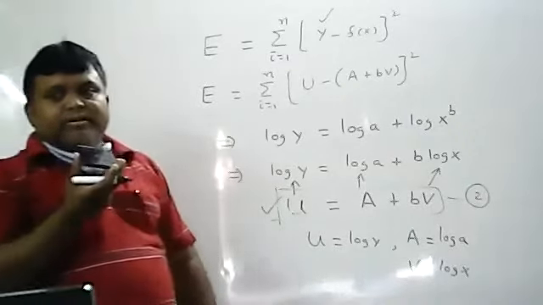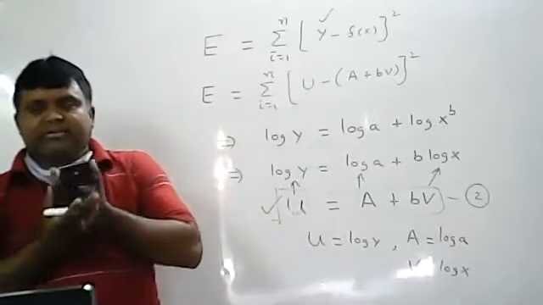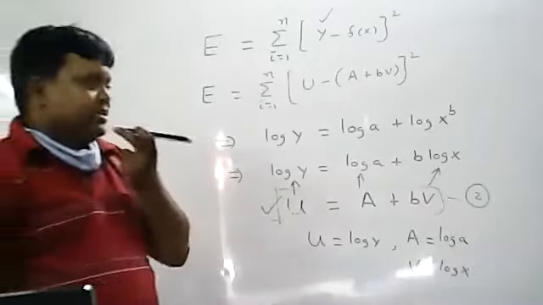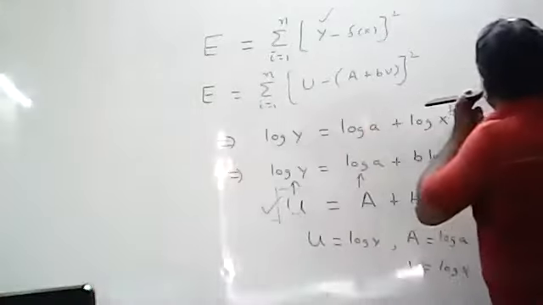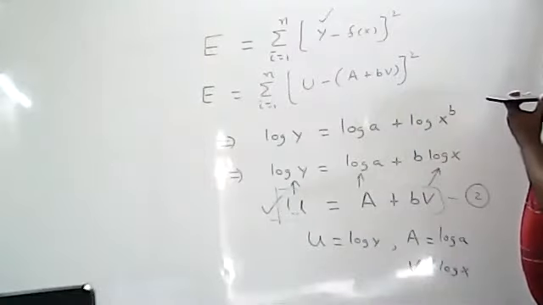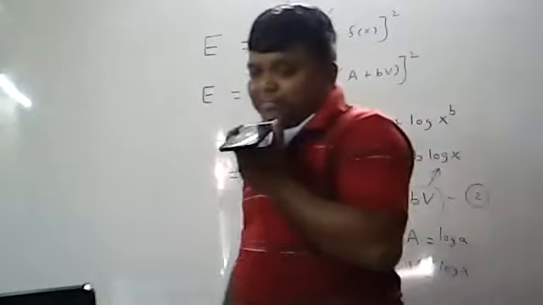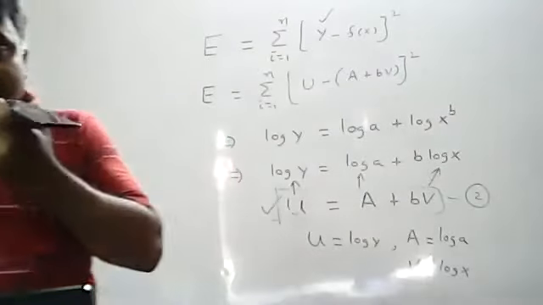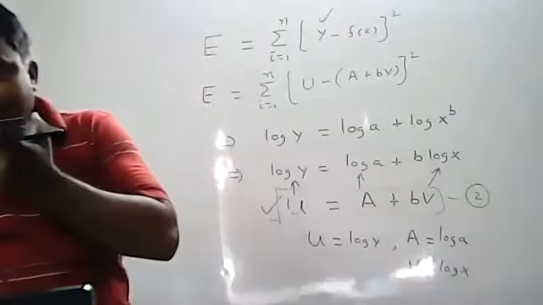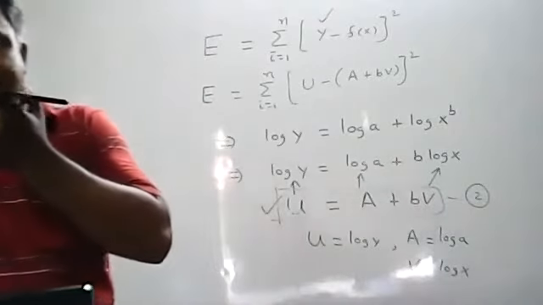E should be minimized for the best possible values of small a and small b.